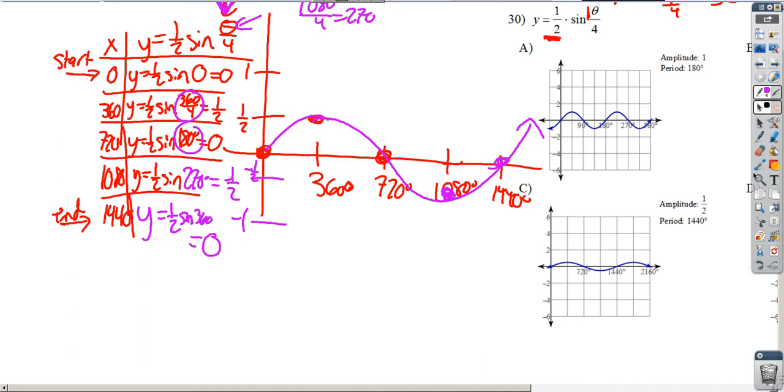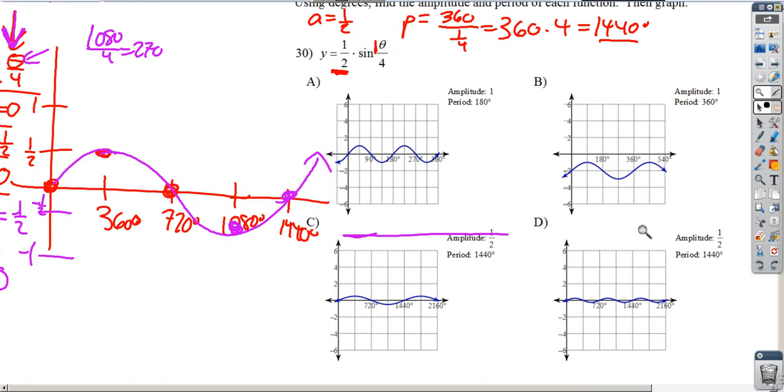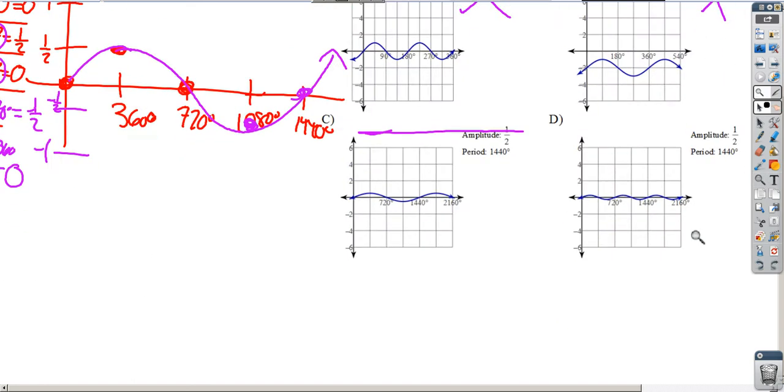So let's figure out which one of these multiple choice ones are options. Well, this one has the wrong amplitude and period, so does that. These C and D both have the right ones, so let's see which one of these would be correct. Okay, so we should have points at 0 and 0. Okay, those match up so far.